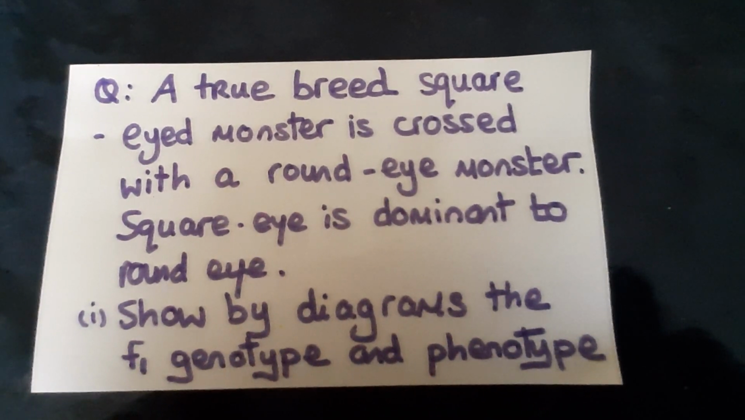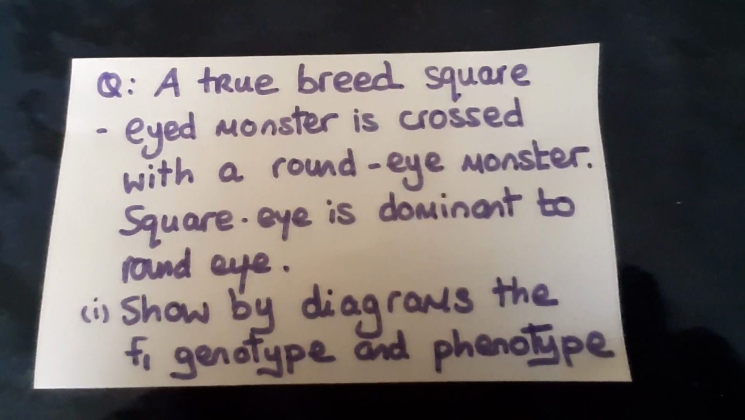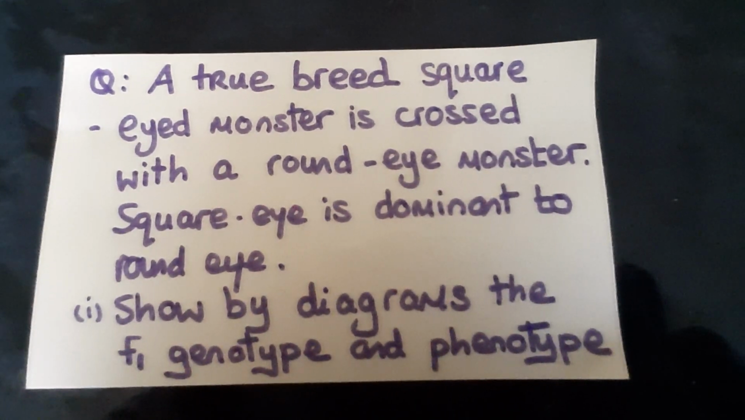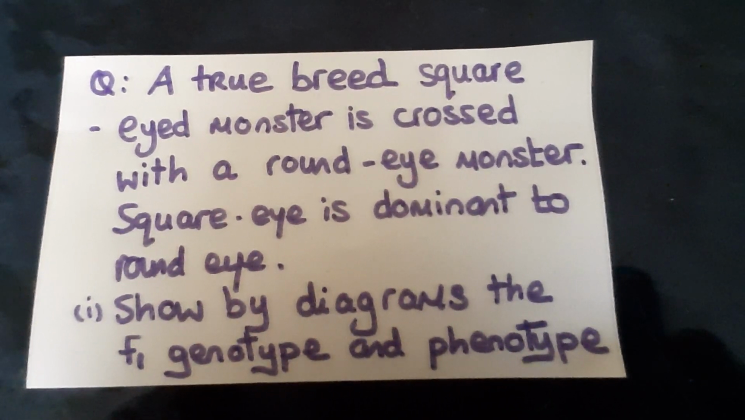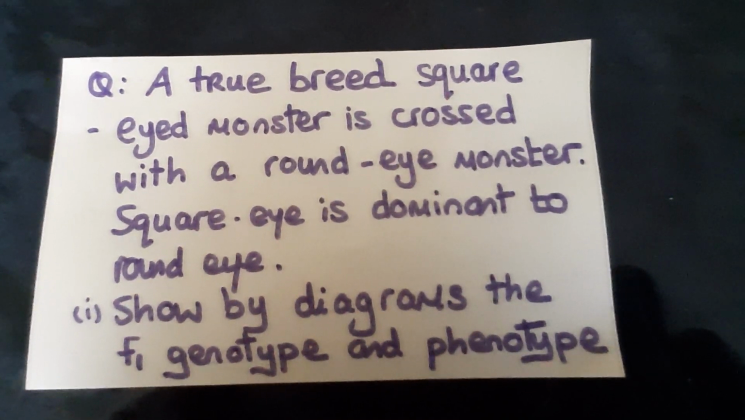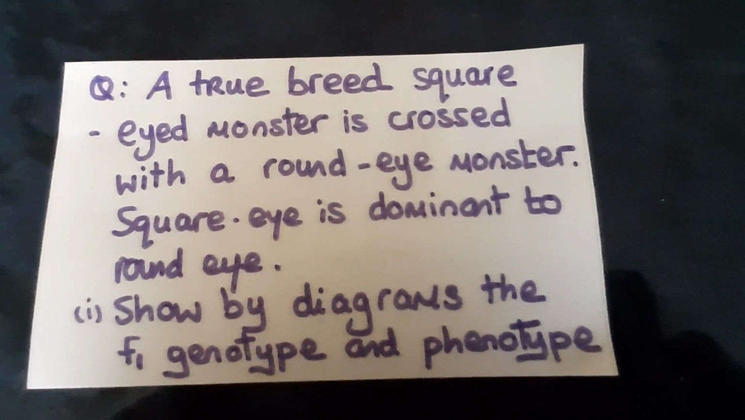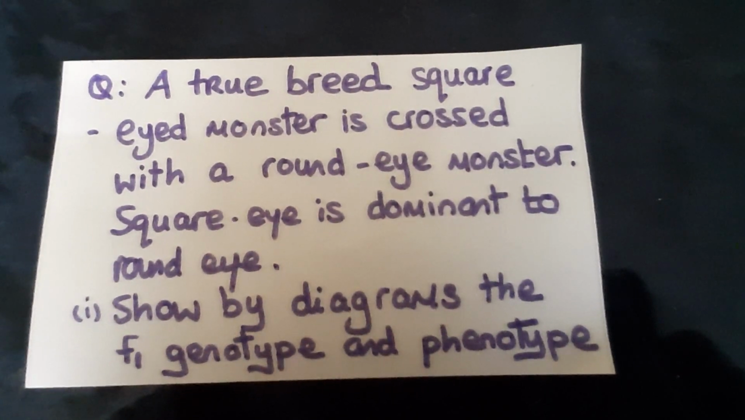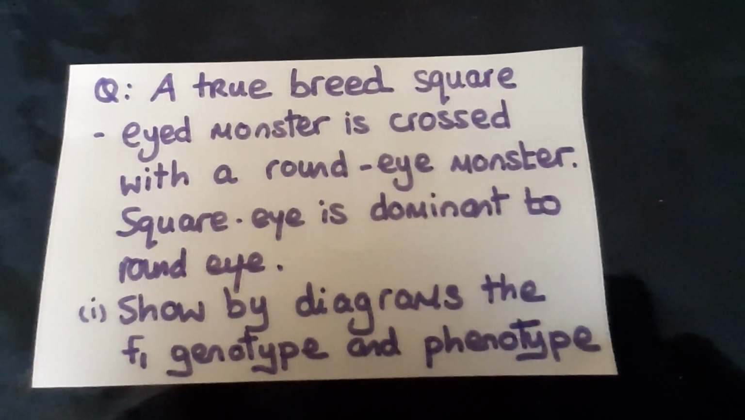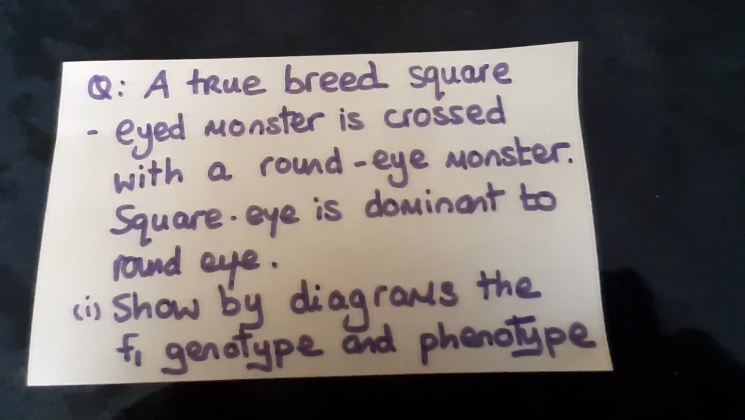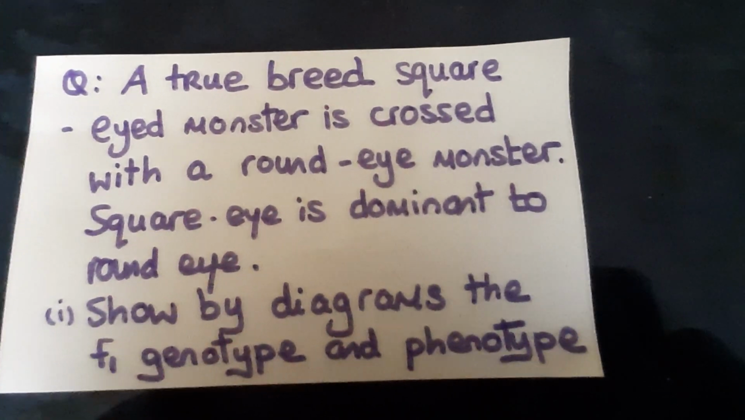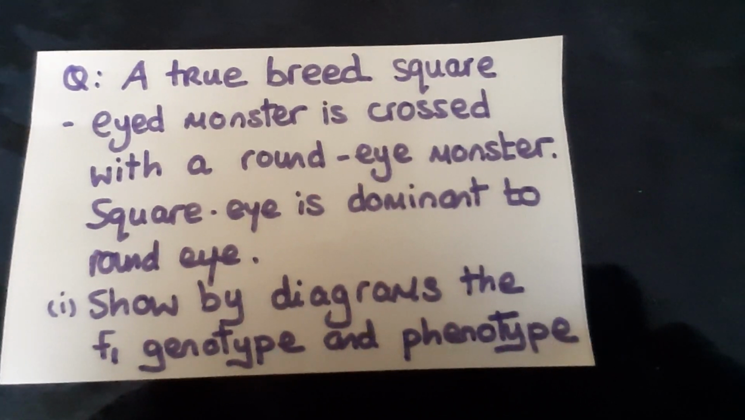So let's look at a very simple question you could be asked. We're going to start with the easy one. So it says a true breed square-eyed monster. Now straight away I'm looking at true breed going, what does that mean? So sometimes we use everyday English words and link them to our biological type words. So true breed means it's homozygous. It has the same alleles.